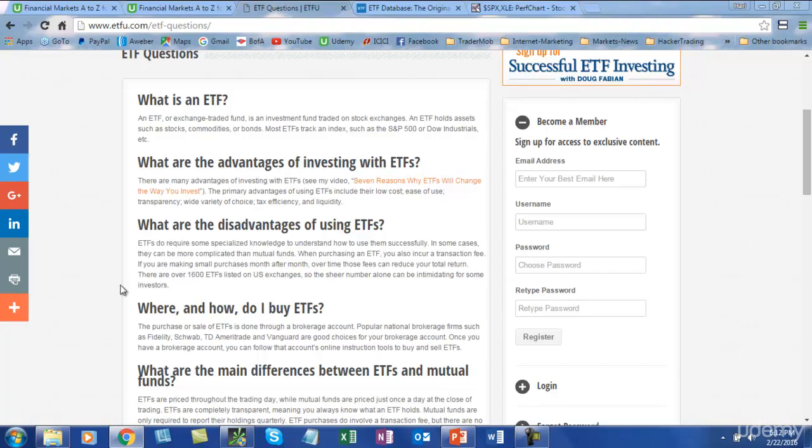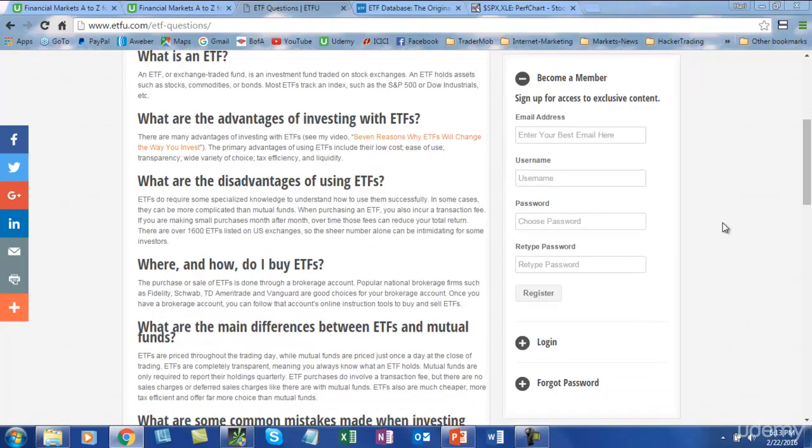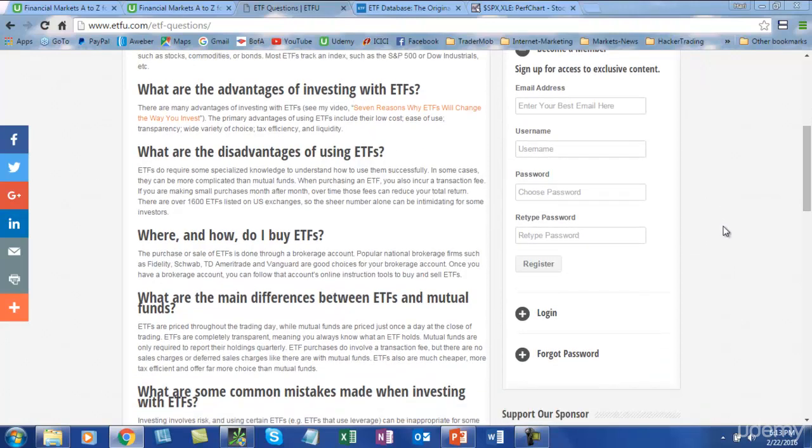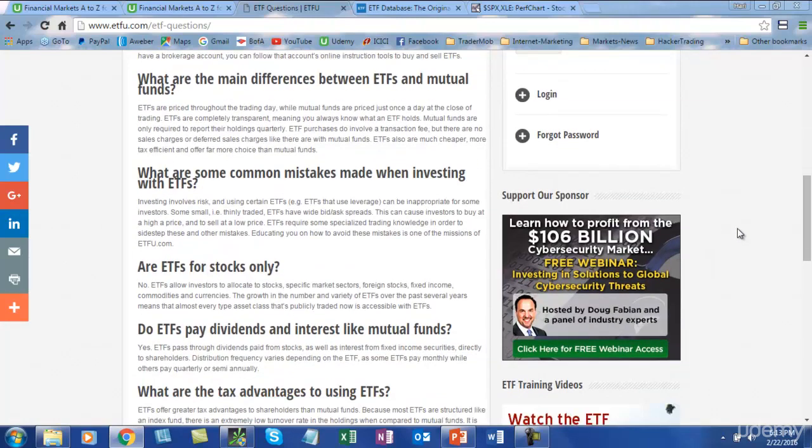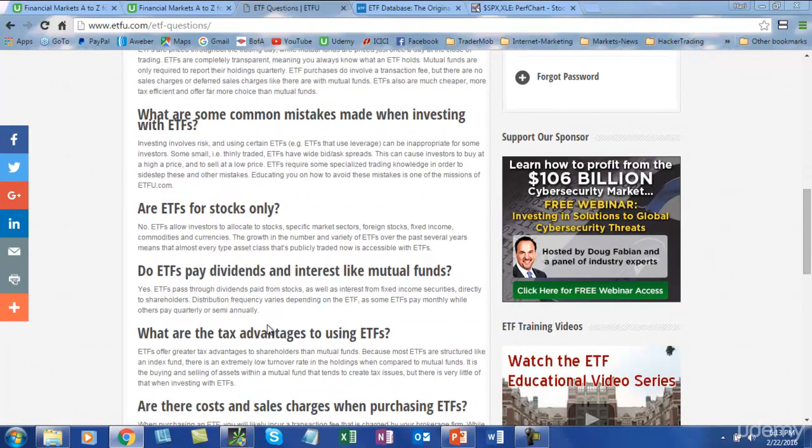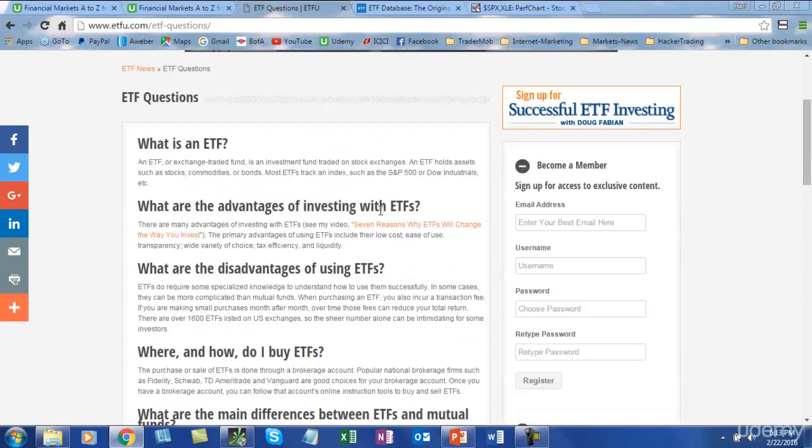What are the disadvantages? ETFs do require some research and understanding because there are so many of them. There are over 1,600 ETFs listed on US exchanges. So the sheer number can be intimidating. However, we're going to look at how we can narrow down some of these ETFs. Once again, these are all the things we've discussed before, and so we don't need to go through it again.